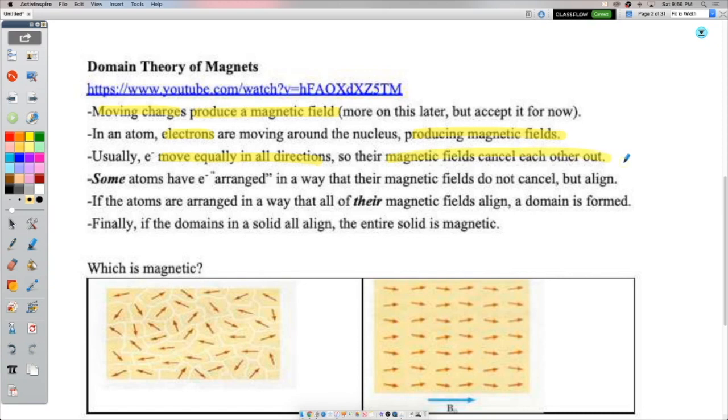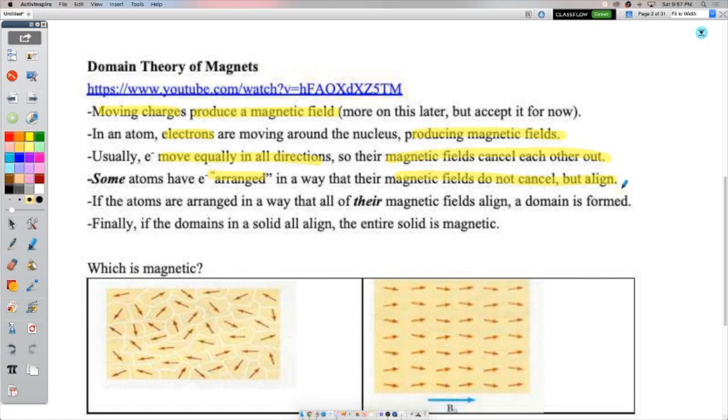But some atoms, called ferromagnetic, named for iron, ferrum, have their electrons arranged in a way that their magnetic fields do not cancel, but align, okay? And those are those with the half-filled shells, like they said in the video. Again, you don't need to necessarily know that, but it helps build up some understanding that it involves the atomic structure here, okay? Now, that's not enough.